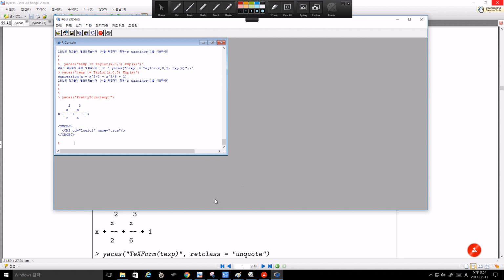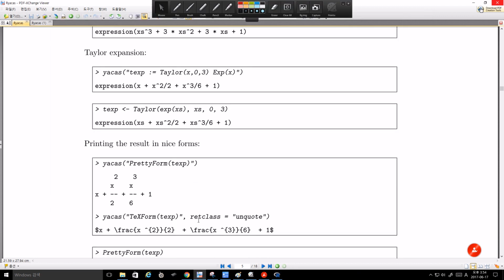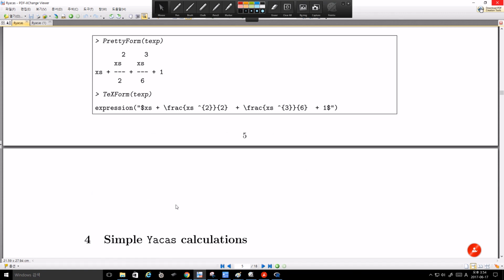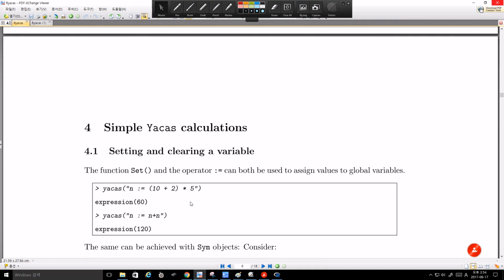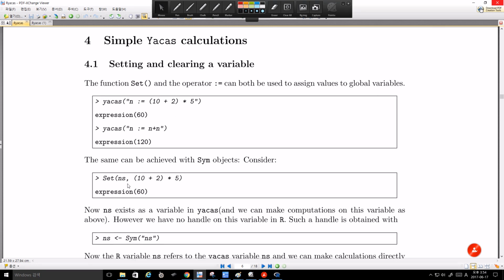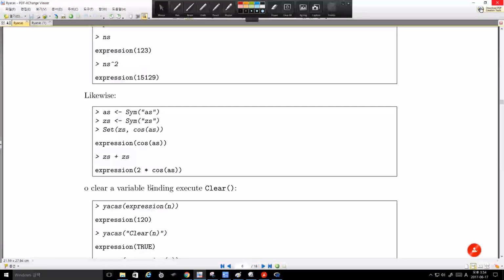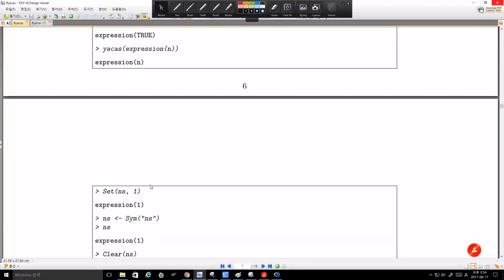And then close. And then we have another LaTeX form. Let's skip this one. Pretty form, and then other calculation. And we define n as 10 plus 2 times 5. So it is 60, clearly. And n equals n plus n is 120. So we do this thing. Well, we can skip this one, likewise skip this one.